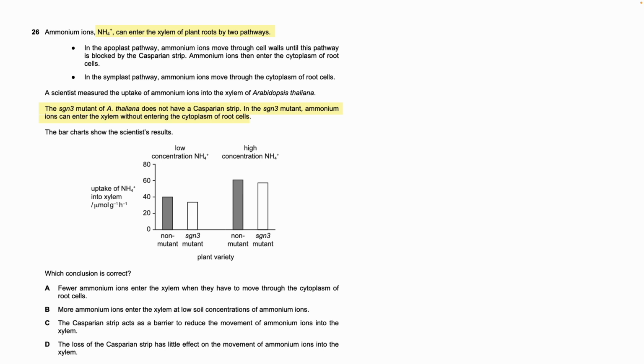Option A, fewer ammonium ions enter the xylem when they have to move through the cytoplasm of root cells. Option B, more ammonium ions enter the xylem at low soil concentration of ammonium ions. Option C, the Casparian strip acts as a barrier to reduce the movement of ammonium ions into the xylem. Option D, the loss of the Casparian strip has little effect on the movement of ammonium ions into the xylem. In both cases, more ammonium ions enter through the cytoplasm. So that is clearly seen.